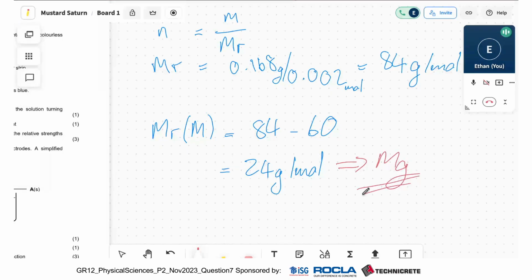And this makes sense because we know magnesium is a group 2 metal. We know that it forms a 2 plus. Yeah, and we basically figured it out. So that's it.